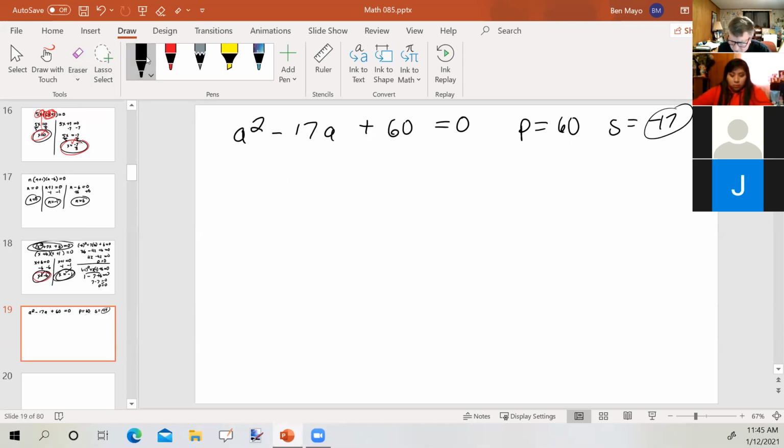Let's go back and think this through. A product that's positive has to have 2 positive or 2 negative factors. So I can't have one of each like I had, but the sum is negative, so they've both got to be negative. Let's see, negative 60 and negative 1, negative 30 and negative 2, negative 15 and negative 4.